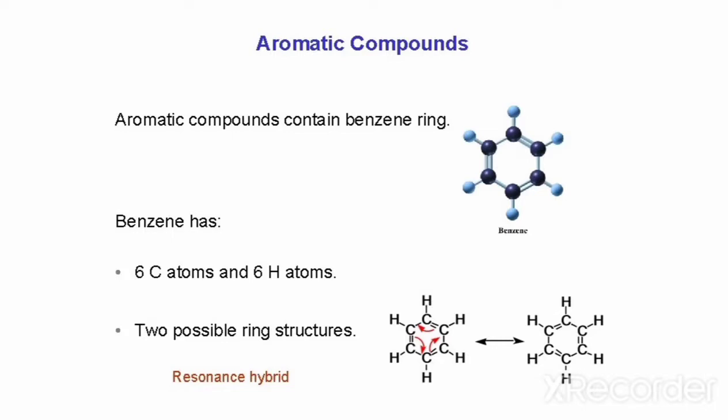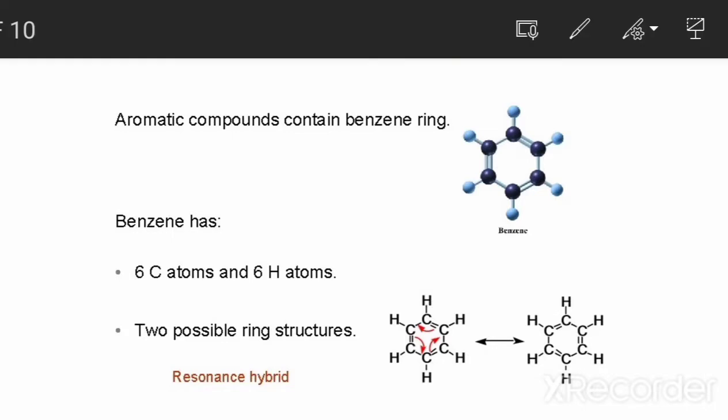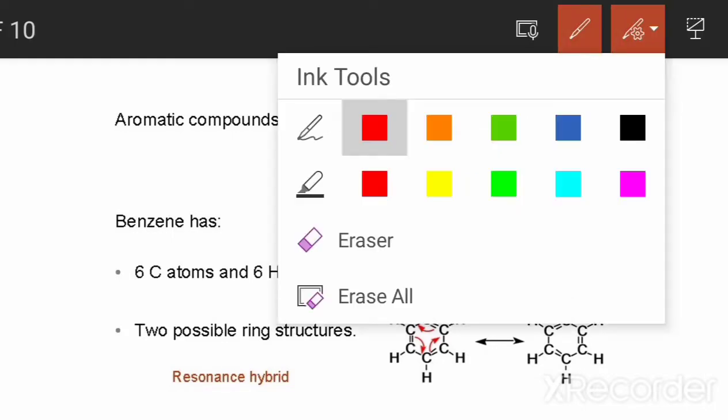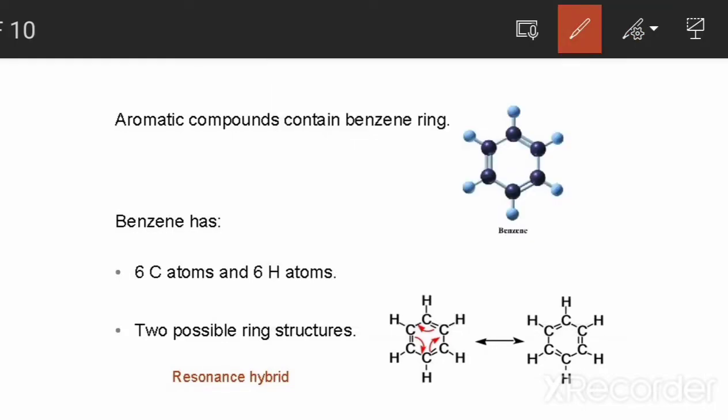So this is the structure of benzene. These purple balls indicate the carbon atoms, and these blue balls indicate the hydrogen atoms, and these are the double bonds at the corresponding carbons. And this is the structure of the benzene ring.